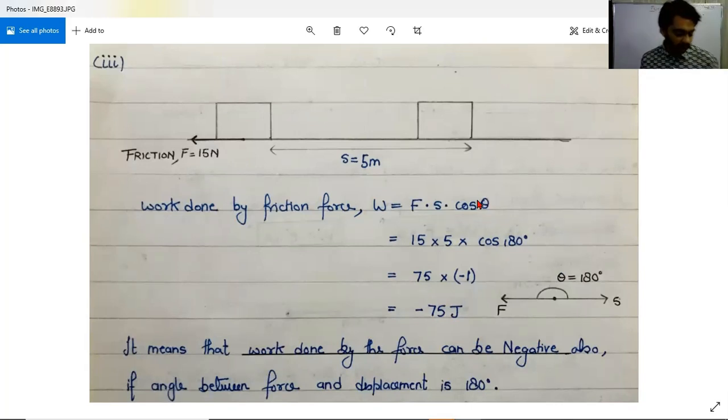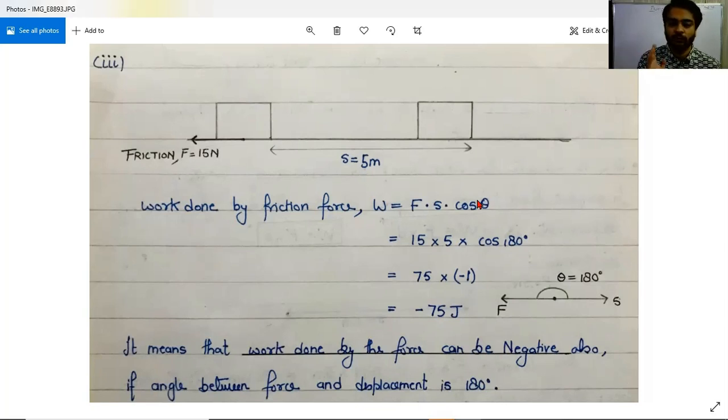So in this case, very easy. Displacement is in forward direction. Look at the pen. Look, this angle is 90, but friction is opposite. So angle is increasing from 90 to now it is 180. My angle is 180. Okay. So putting the values now, 15, 5 and cos 180. Cos 180 value is minus 1. We should know these things. And 75 into minus 1 is minus 75 joules.